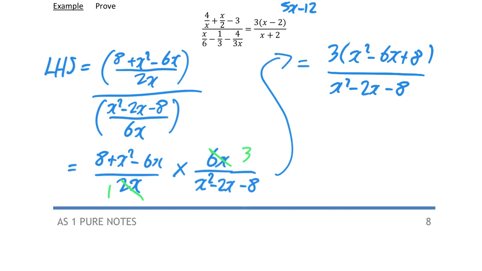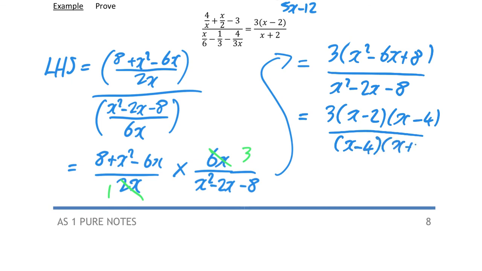Now, hopefully we can factorize these things and then something else will cancel. And yes, top line factorizes to be x minus 2, x minus 4. Bottom line factorizes to be x minus 4, x plus 2. And then you can see your x minus 4s cancel, leaving you with your last line, which is 3 upon x minus 2 over x plus 2. And that's us done.